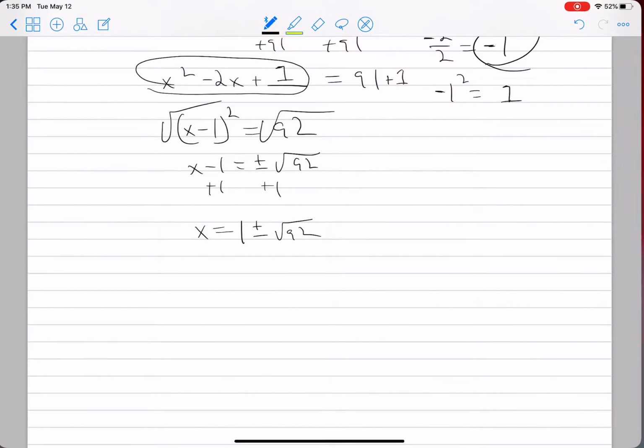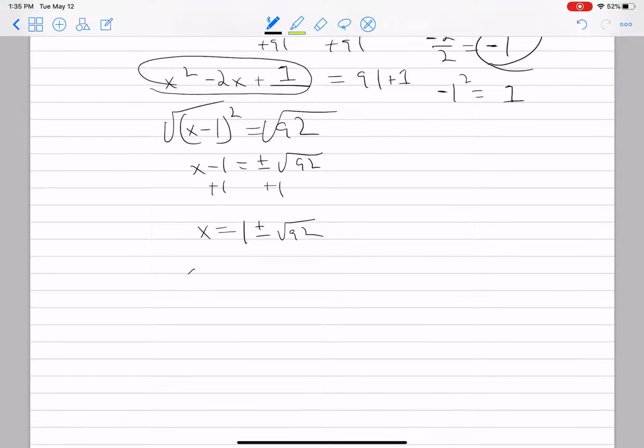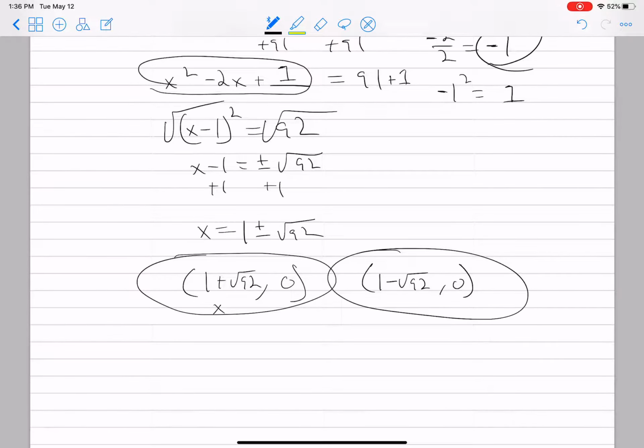So my two answers for the roots are: x is either 1 plus root 92, that's my x term, and y is 0. And the other one is x is 1 minus root 92, and y is 0, because we're talking about the roots, so when y is equal to 0. So there are my two roots for that one.